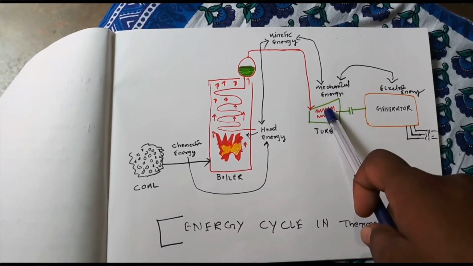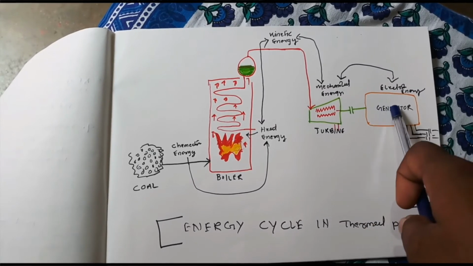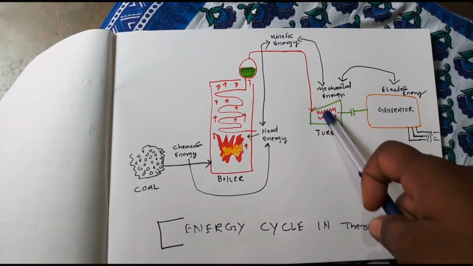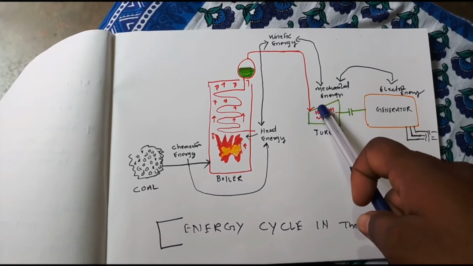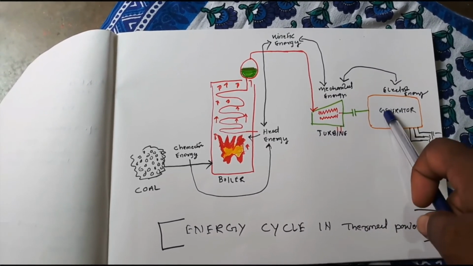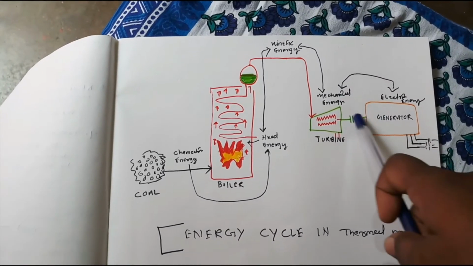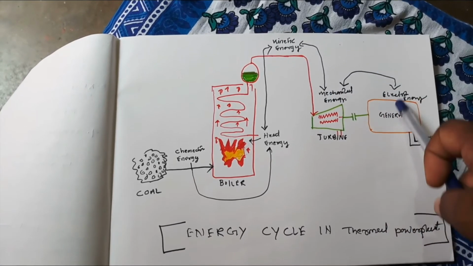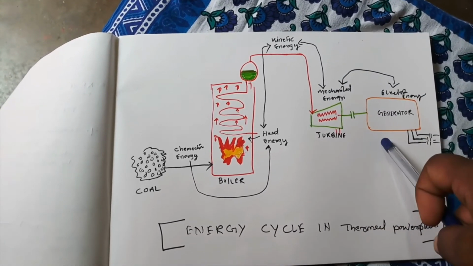As seen here, the steam turbine is directly connected to a generator. After getting kinetic energy from steam, the steam turbine rotates, and after the steam turbine rotates, the generator will also rotate and electrical energy is generated. So from steam turbine to generator, the energy conversion is mechanical energy to electrical energy.